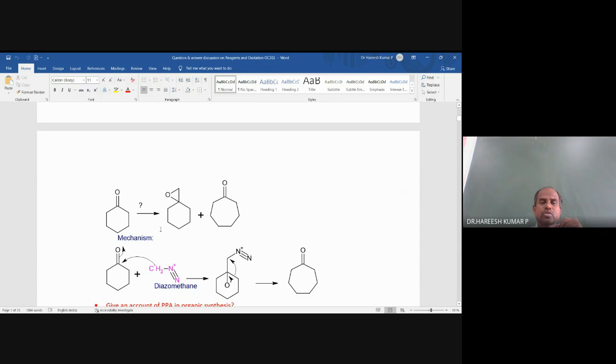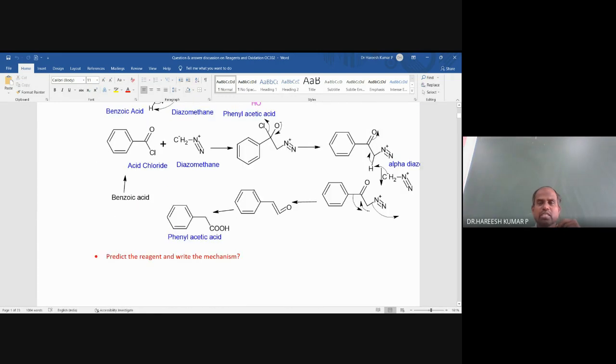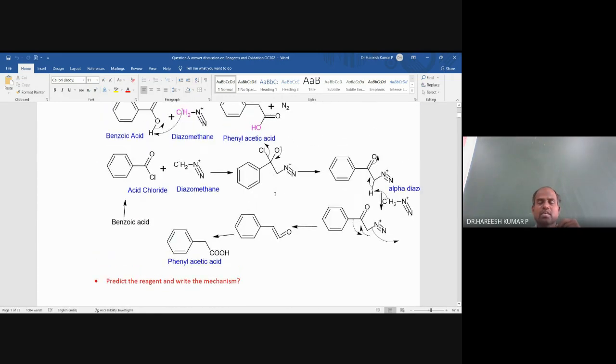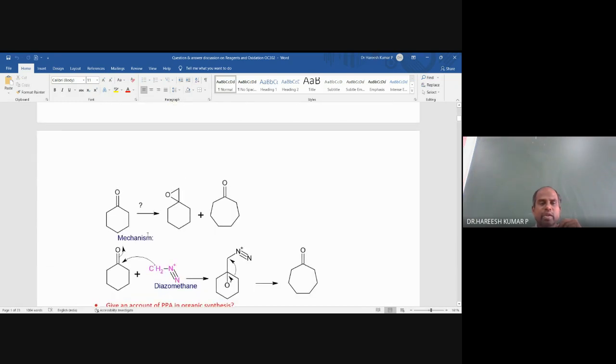Again, here also you can observe that this is a 6-membered ring, this one is a 7-membered ring. That means CH2 is added. CH2 added means it's nothing but an Arndt-Eistert reaction. Of course, in this also an Arndt-Eistert reaction, because you are adding CH2 between the carbonyl and the benzene ring. And here you are adding a carbon between the carbonyl and the CH2 group.